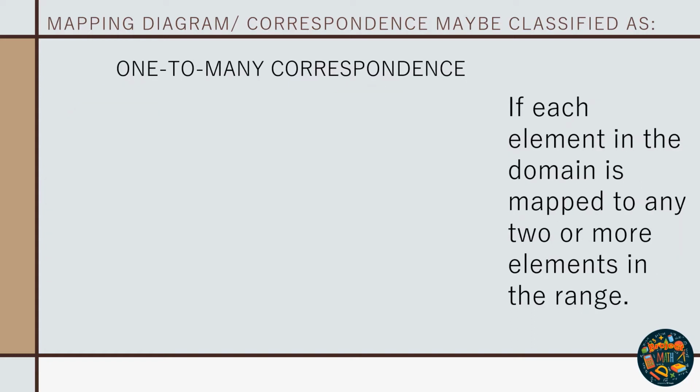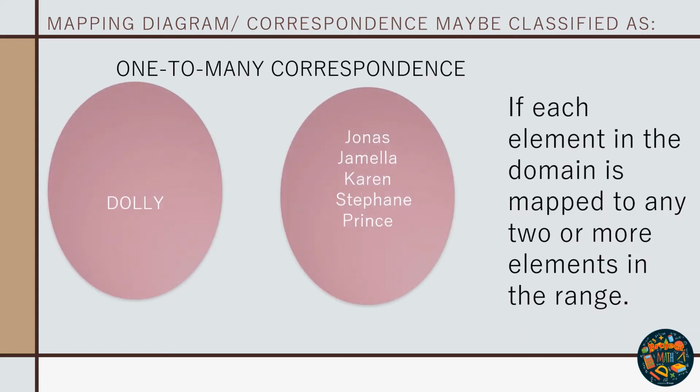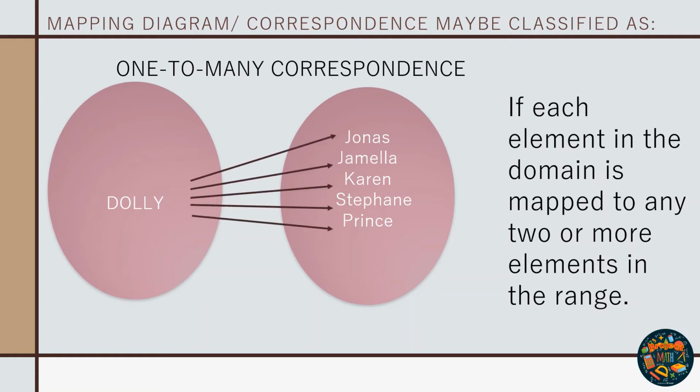Then another is one-to-many correspondence. Ano naman ito? If each element in the domain is mapped to any two or more elements in the range. So tingnan natin ang relation of the teacher to the students. Okay, so we have one teacher with her students. So this shows one-to-many correspondence.